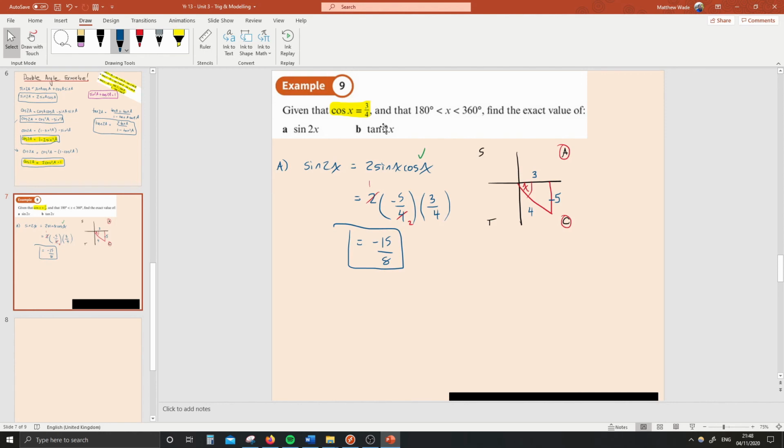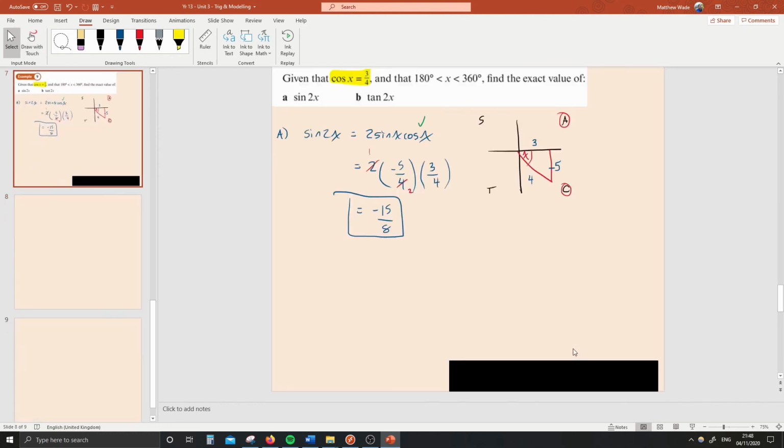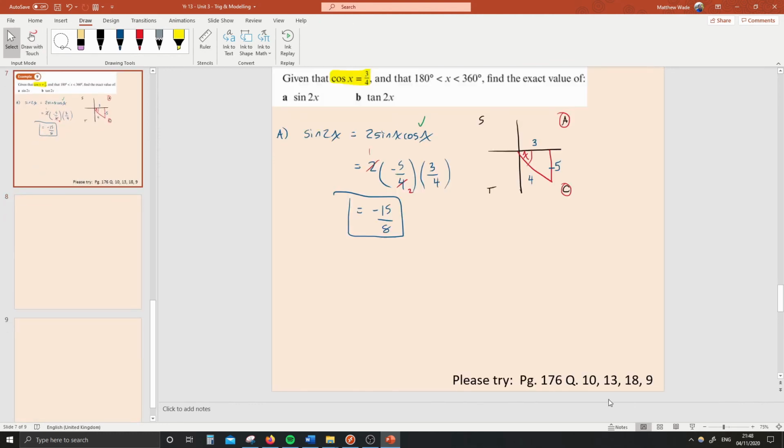If you want to do some practice, see if you can do B. It's just using the formula. We've already done the hard part. If you want to skip that, that's cool. And the last questions I'm going to get you to do are these. Page 176, 10, 13, 18. Okay? 9's a funny onion, but you're welcome to try it if you like.